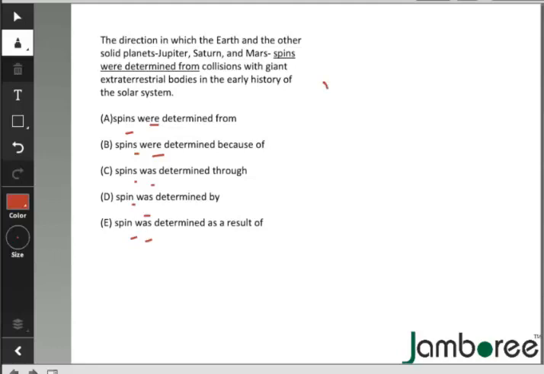Things coming between commas, you can eliminate if they are talking about the thing coming before that. Things between dashes you can always eliminate. Don't worry about this, don't read this. So the direction in which Earth and other solid planets, what will they do? Earth and solid planets are more than one planet, they will always spin, right? So spins is wrong.